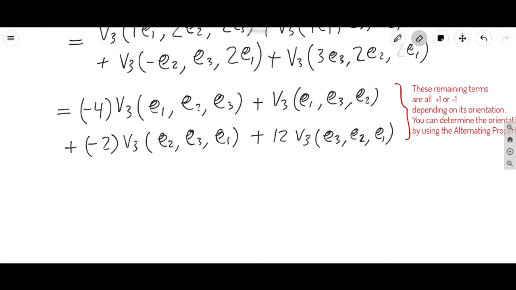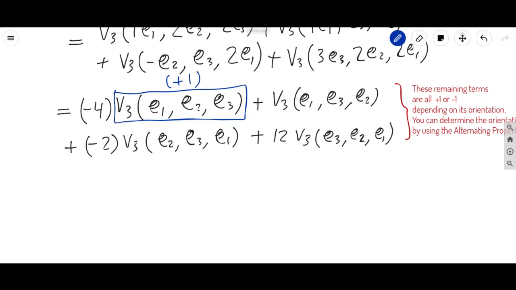Now, let's start with the easy one. The easy one is this one over here. This one is equal to 1. This is going to be plus 1. That's plus 1 because that's a unit cube. This is a unit cube written in the correct order, E1, E2, and E3.